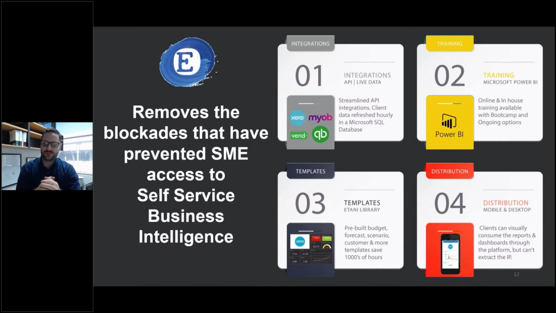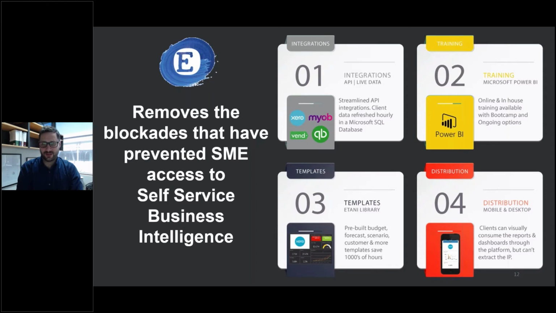Last point is distribution. I don't believe that clients should be in Power BI. So what we offer for every accounting firm is your own custom mobile app that's available for download on the Apple App Store and Google Play Store and desktop. It is a protection of your IP, okay, which I think is really important. You don't want to be spending hours of time building custom solutions where they take your work down the road to John, the other accounting firm.